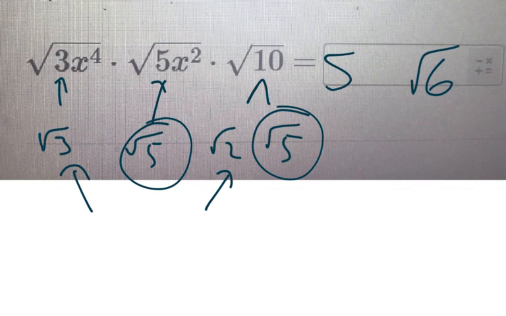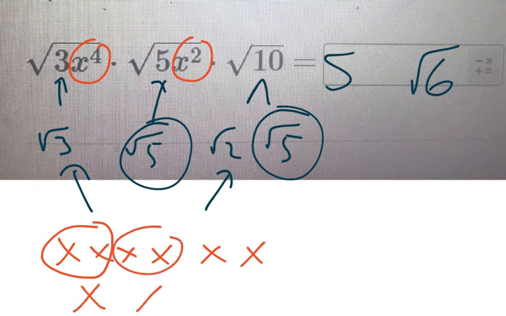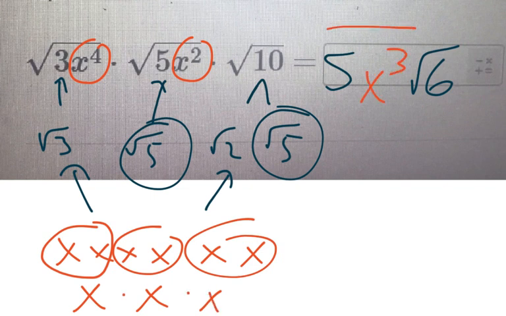Now we're ready to do our x's. x^4, x, x, x, x. x^2, x, x. Every two of them makes a regular x. And if I times those 3 x's together, I get x cubed. So there's my final answer. I have a 5x cubed times square root 6.